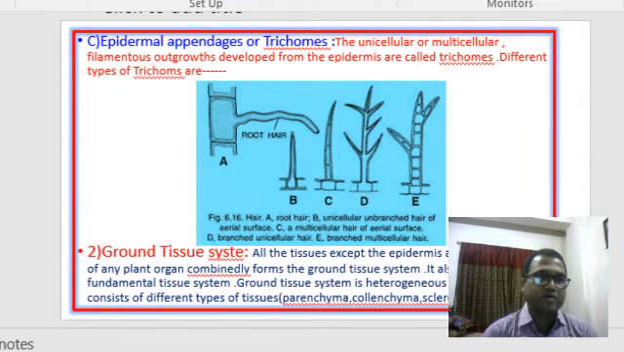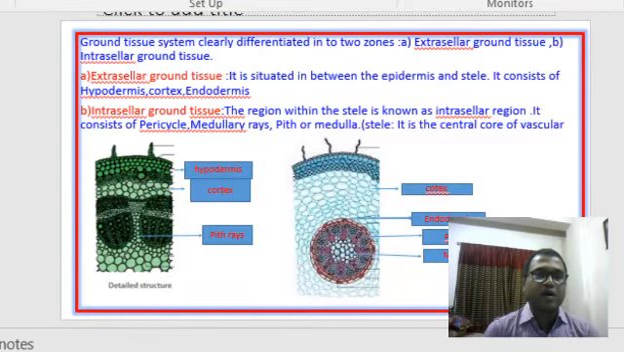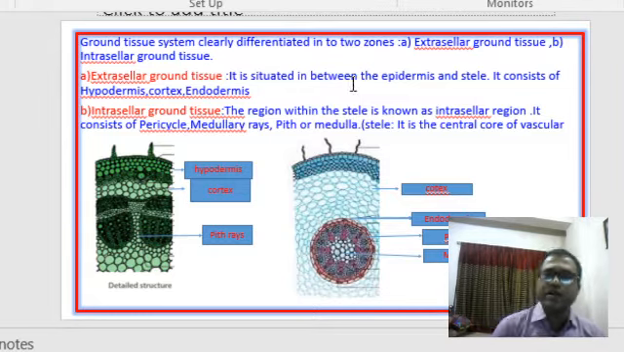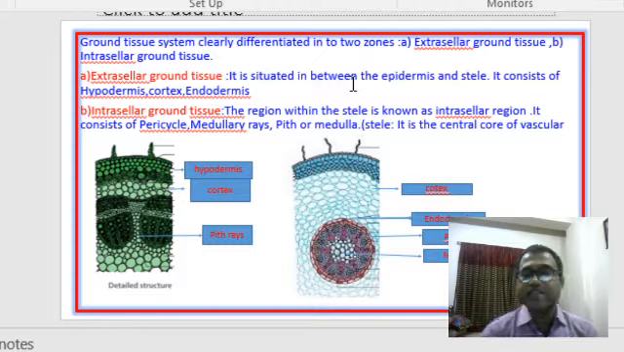Next on ground tissue. The ground tissue system is clearly differentiated into two zones. One is extrastelar ground tissue and another one is intrastelar ground tissue. What is extrastelar ground tissue? It is situated in between the epidermis and stele, in between the epidermis and stele.